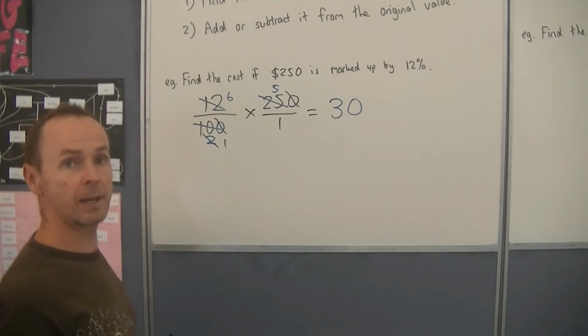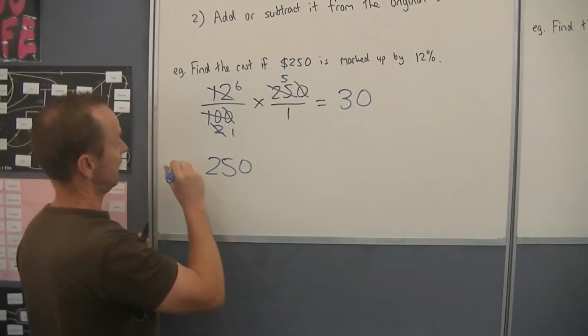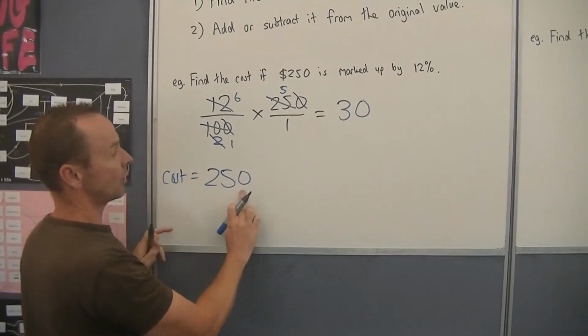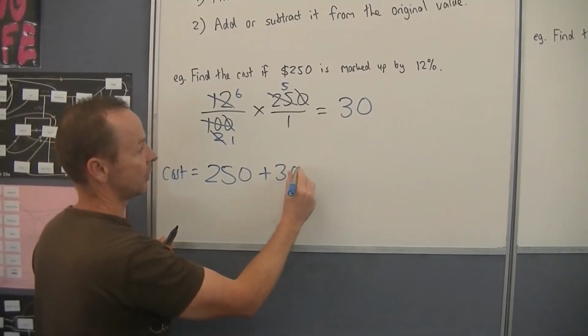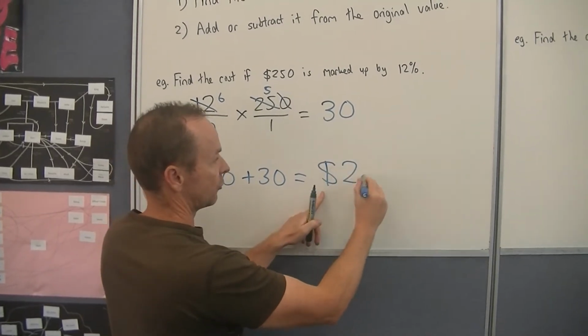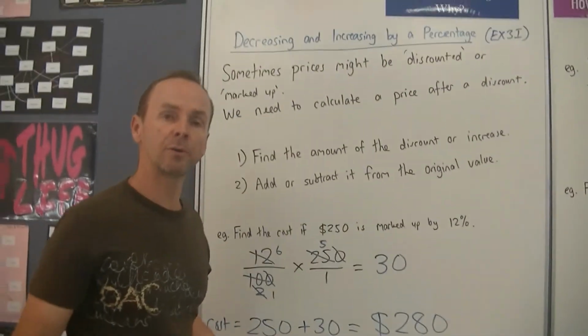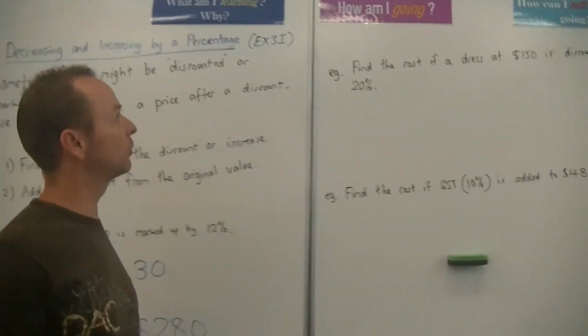So that's our first step. The second step is just add on to that. So the cost is $250 plus $30, and that adds up to $280. So don't forget the units, dollar sign, and $280, and there's our answer. That was easy. Let's go to another example.